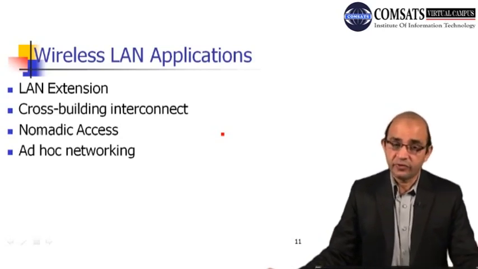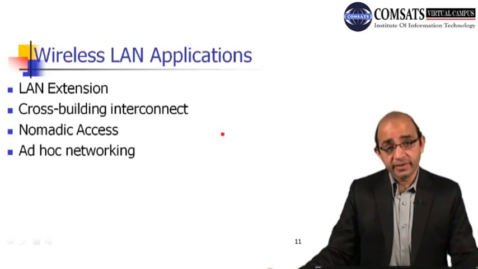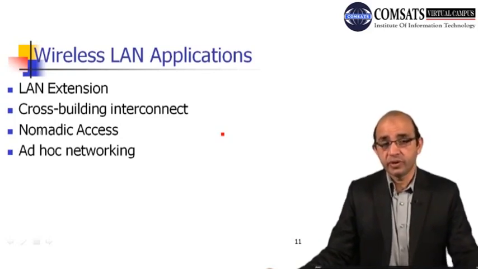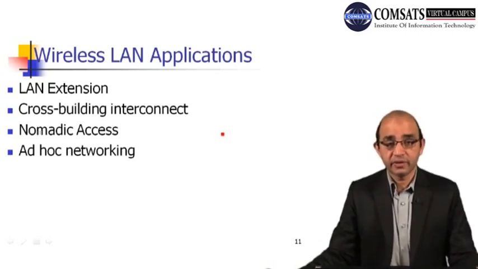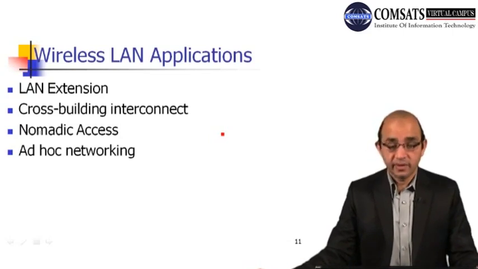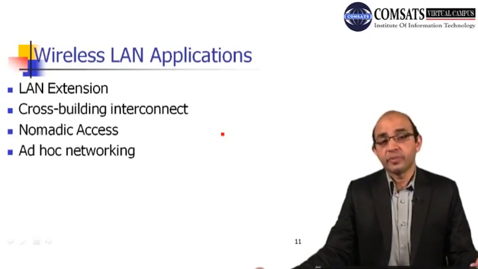And there can be another scenario. For example, if a multinational company or a local company has different buildings that are far apart, and they want to connect those buildings by using some wireless technology, right? The distance, of course, matters over here, but we can concatenate different access points so that we can extend the coverage area of the wireless infrastructure. So we can also have cross-building interconnect, and then of course nomadic access.